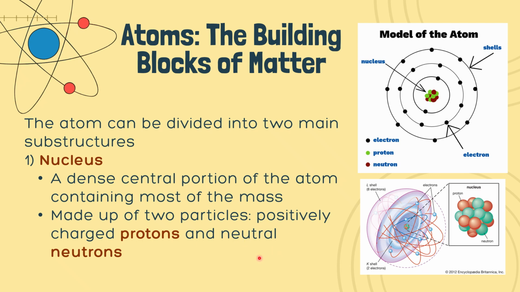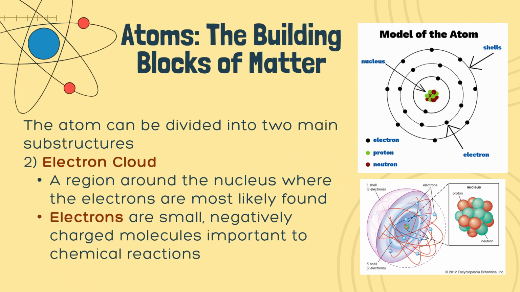Neutrons have no chemical charge. They are neutral. That gives them their name. But protons have a positive charge to them. So overall, the charge of the nucleus is positive. So surrounding the nucleus is the electron cloud. This is a region where the small negatively charged particles called electrons are most likely to be found.